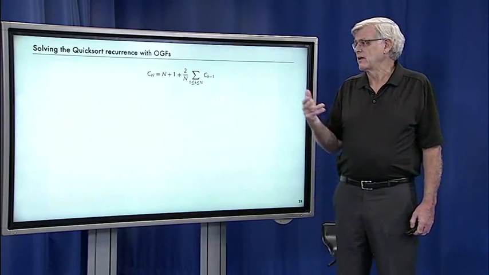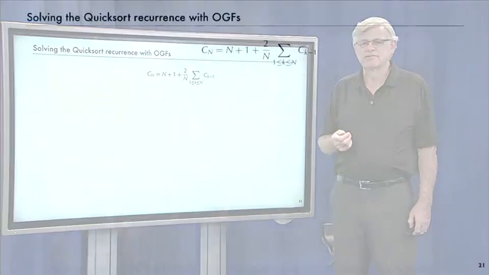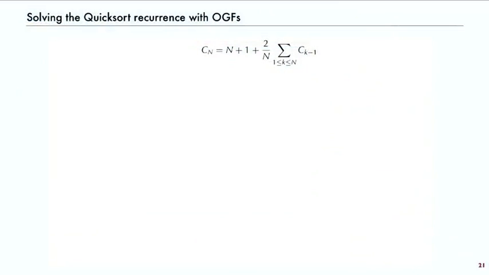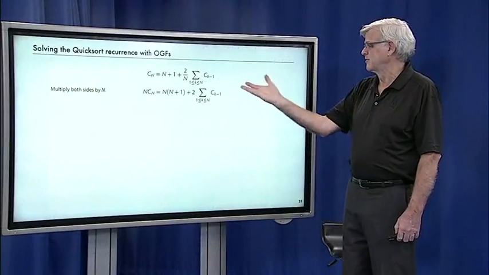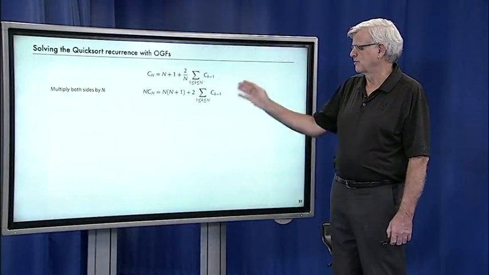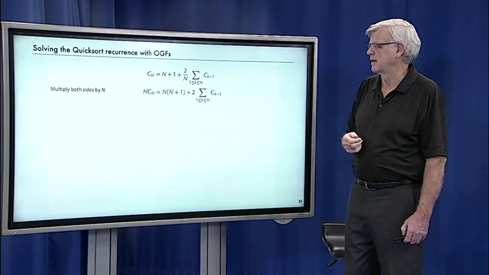What about the analysis of algorithms? For quicksort, we had this rather complex recurrence. That was our starting point for the analysis of quicksort. Can we use generating functions to solve the quicksort recurrence? And the answer, of course, is that we can. To make life easiest, we'll first multiply both sides by n, although you can get it done without doing that. So now we have a recurrence where we're not dividing by n.